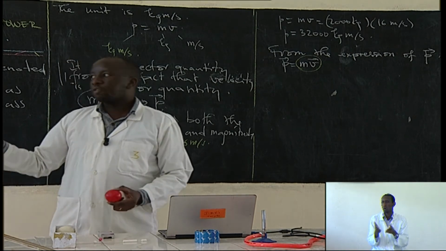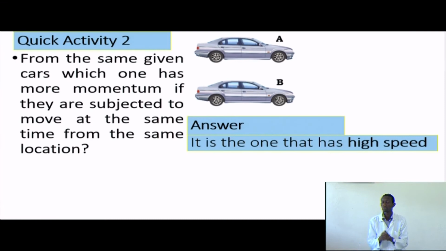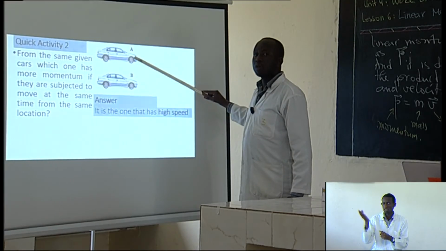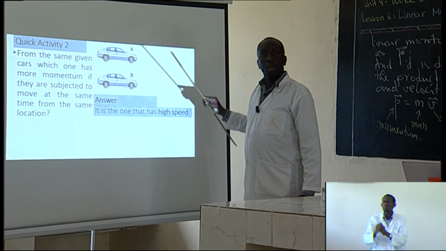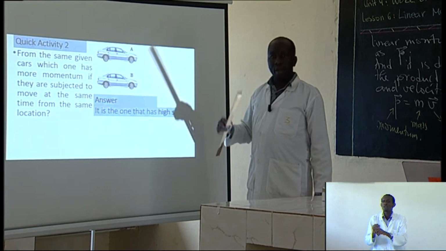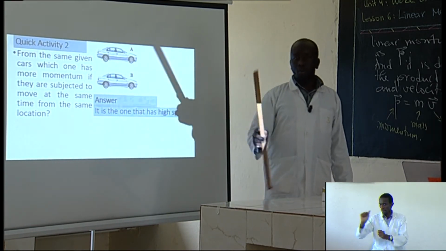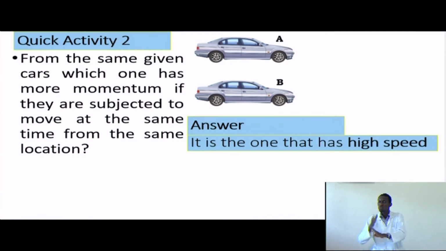In other words, if we had specified that car A has high speed and car B has low speed, this time you would have to answer saying that because this one has high speed, car A is the one that has more linear momentum. That's good. Now let's have the interpretation of these ones again.